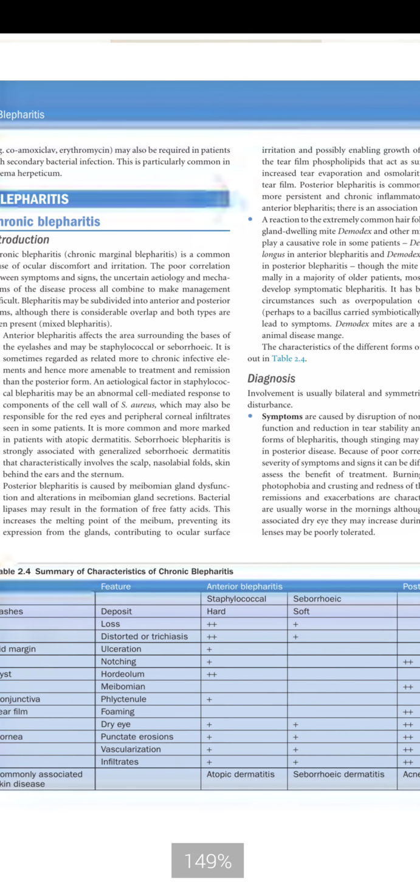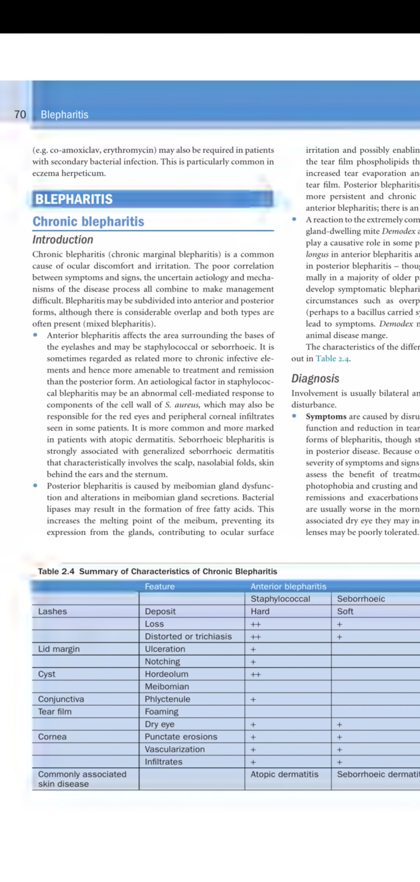So in cases of staphylococcus, the lashes will have hard exudates and deposits, and loss of lashes will also be there. Trichiasis will also be there. There can be ulceration, notching, hordeolum, phlyctenule. Basically, phlyctenule is a process in which the staphylococcus is causing peripheral ulcerative keratitis in the patient, and it is causing hypersensitivity. And phlyctenule is basically nodule formation in the conjunctiva.